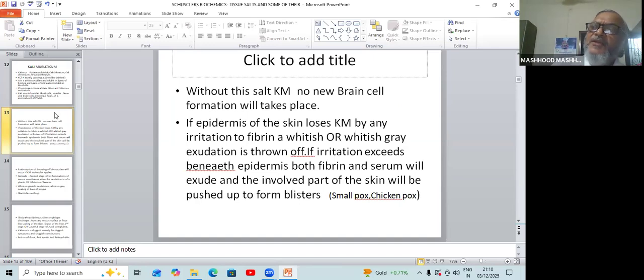In the epidermis of the skin, it is lost. If the epidermis loses this kali mur, or there is a deficiency, as per Schussler, the disorientation of these element molecules will cause irritation to fibrin. A whitish or whitish gray exudation is thrown off, and if irritation extends beneath the epidermis, both fibrin and serum will exude, and the involved part of the skin will be pushed up to form blisters. That is the case in smallpox and chickenpox. In this blister formation, that is why we are giving this kali mur.